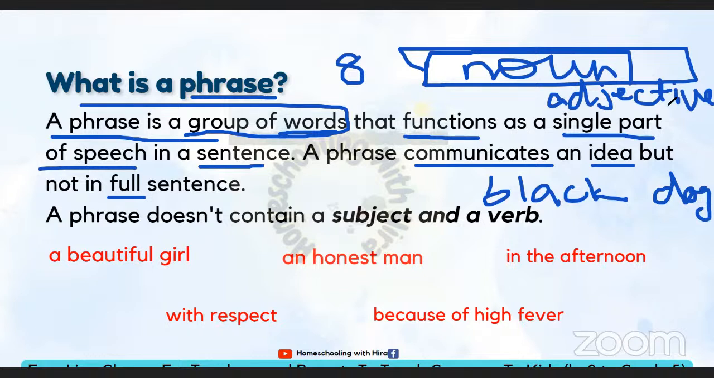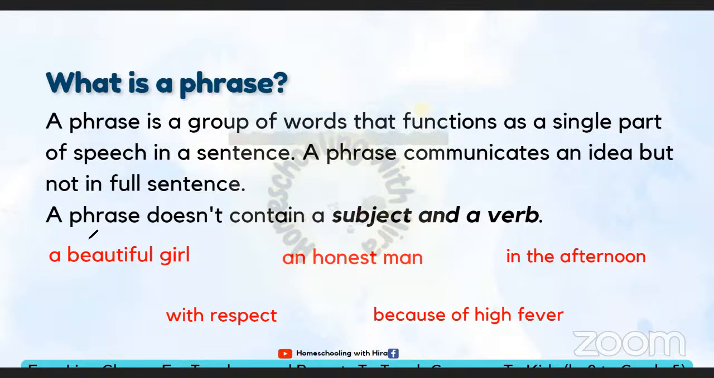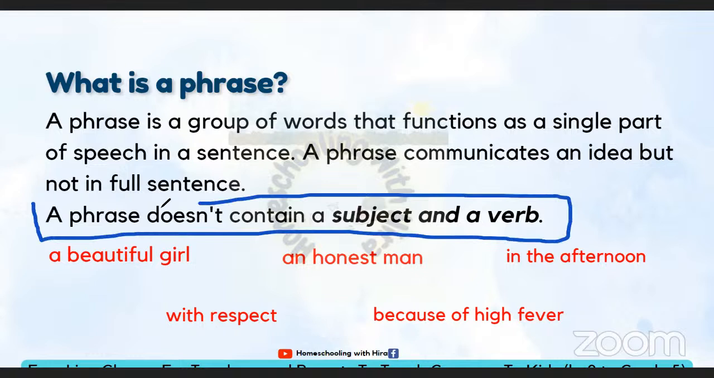उसके बारे में मजीद कुछ information नहीं दे रहा, right? This is why we are calling it a phrase. The most important thing. इसको बहुत अच्छे से याद रख लें. This is the main identity of a phrase. A phrase doesn't contain a subject and a verb. Right? A phrase doesn't contain a subject and a verb.